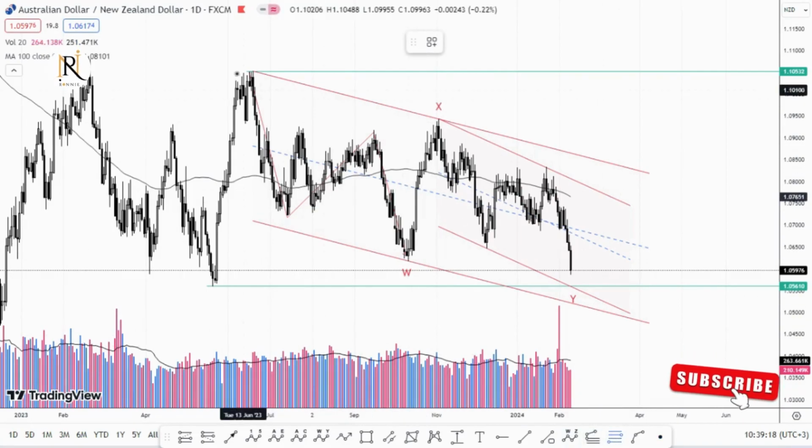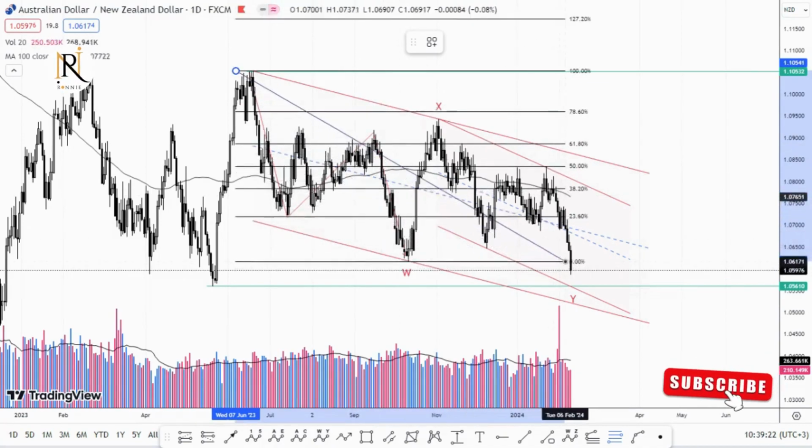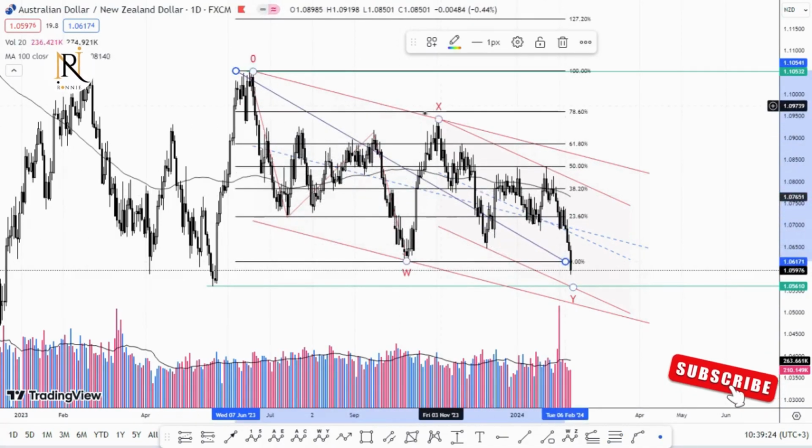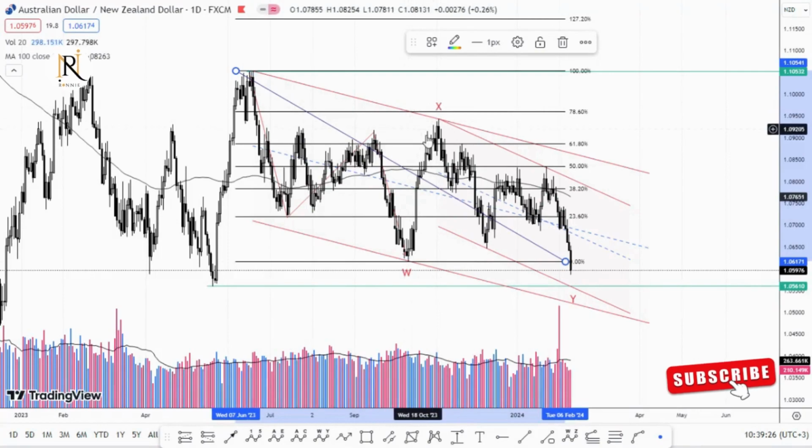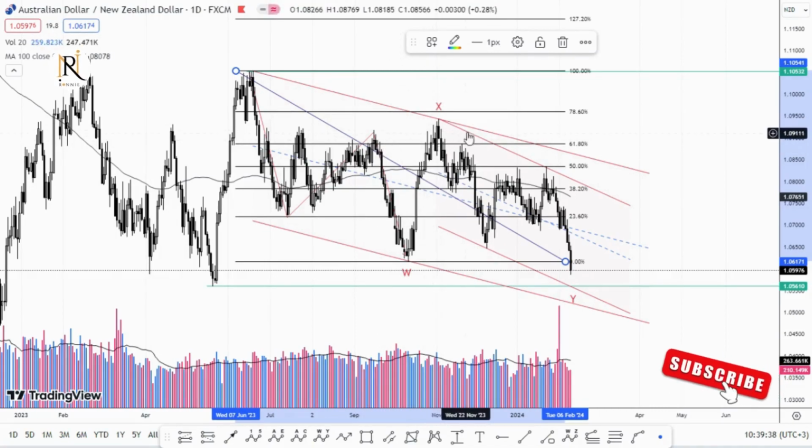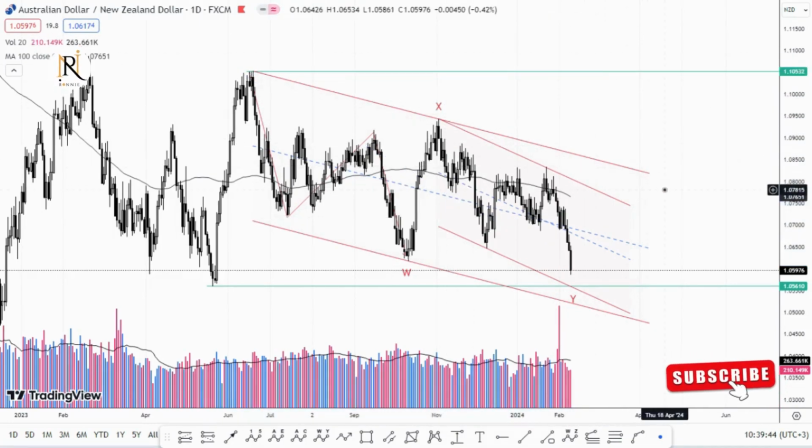If you have your fib right at this point, you can see that this market actually reversed around 0.78, around 0.786, around this area. So again, this becomes a very good point.